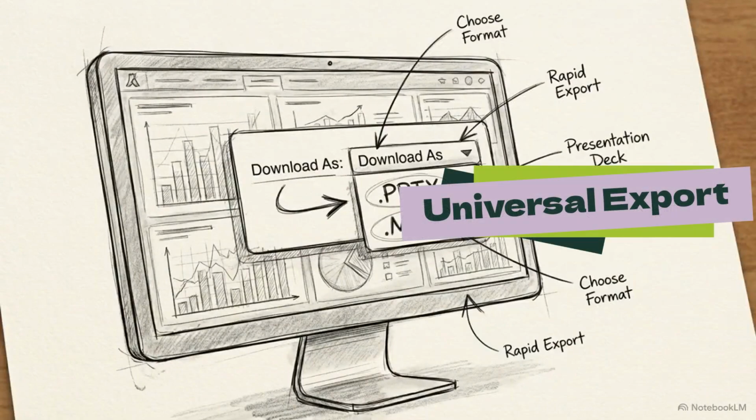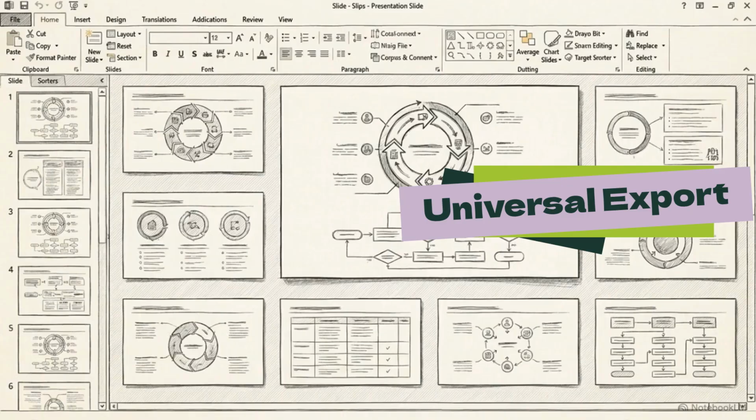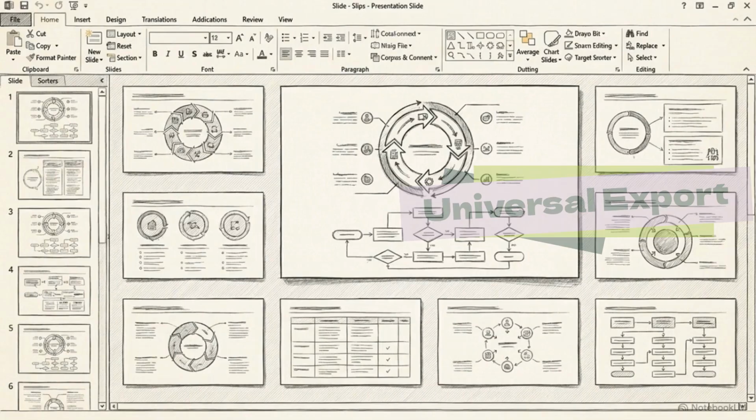Step 5 is universal export. Because most corporate environments rely on standard formats, you need a way to move these AI-generated insights into production. The PPTX export feature preserves your visual layout within a standard PowerPoint container. This makes your slides immediately compatible with existing company slide masters.